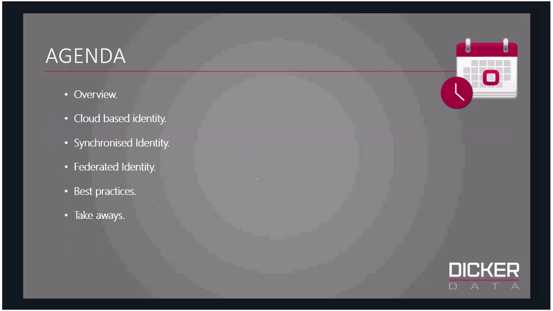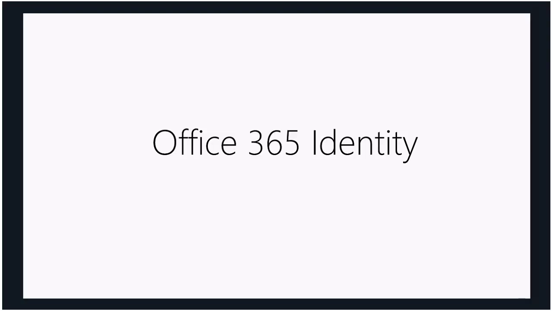So our agenda for today is to look at basically the three different models of identity that Office 365 provides. So we have cloud identities, synchronized identities, and federated identities. We'll finish off with some best practices and takeaways, as we always do. Now let's kick off the ball here and get started with our Office 365 identities.